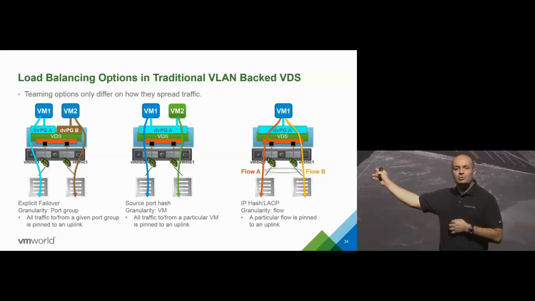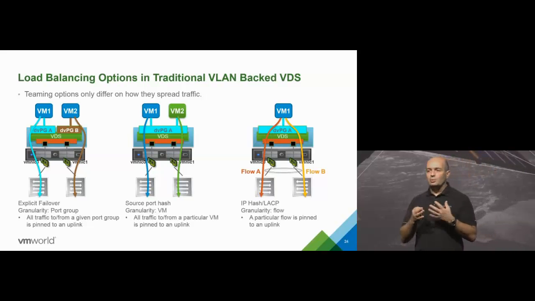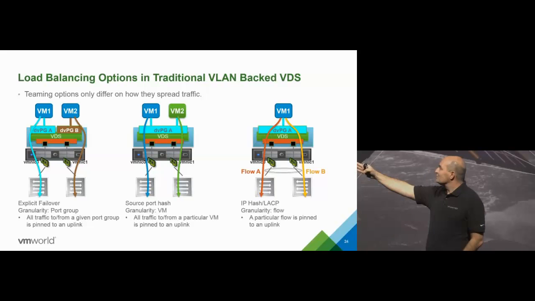So those 2 physical uplinks have to be bundled in a port channel so that there is only one MAC address table on the physical infrastructure. Otherwise, it will look like a MAC move. So those are the 3 different models, from the simplest and coarsest, if you want, to the most granular and most efficient.